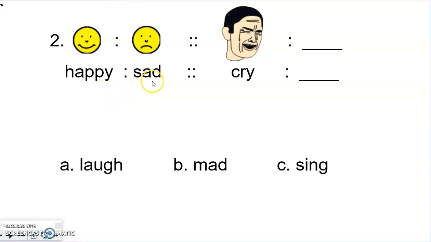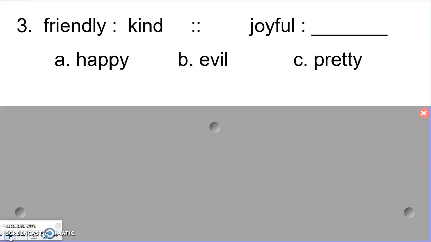So let's think about it. Happy is to sad. Those are opposites. As cry is to, which of these answer choices is the opposite of cry? Show me what you're thinking with your fingers. Show me a 1 for A, a 2 for B, or a 3 for C. All right, I hope you're showing me a 1 for letter A, which is laugh, because laugh is the opposite of cry. Happy is to sad. Those are opposite emotions. As cry is to laugh. Those are opposite actions or opposite ways that you respond to emotions. So this analogy included antonyms or opposites.